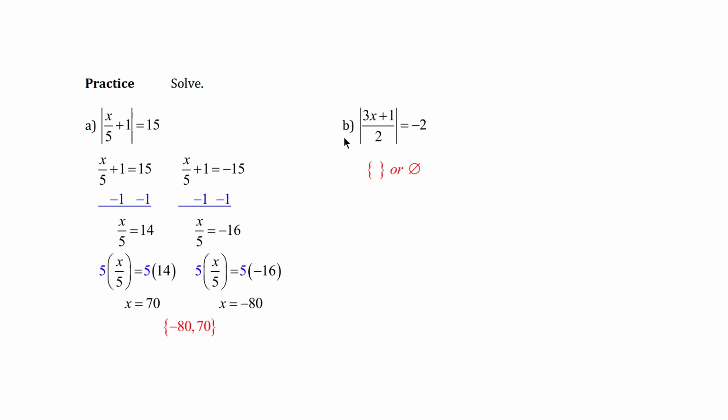Moving on to part B, we have the absolute value of 3x plus 1 divided by 2 equals negative 2. Since the absolute value is equal to negative 2, we apply the third absolute value rule. This means that this absolute value equation has no solution. So for the final answer, you can write a set of empty curly brackets, or you could put a circle with a diagonal line going through it.